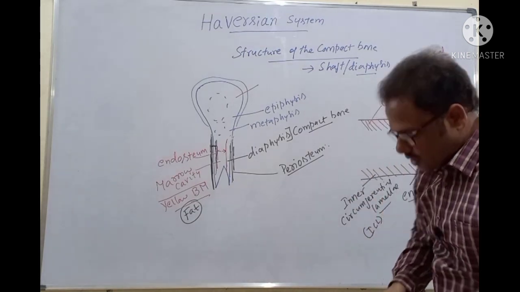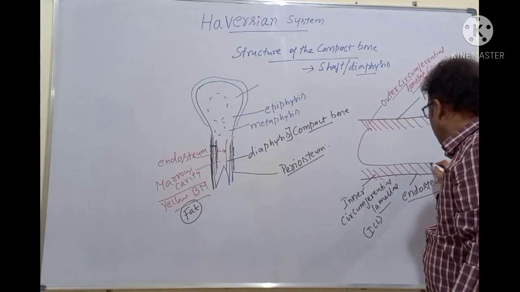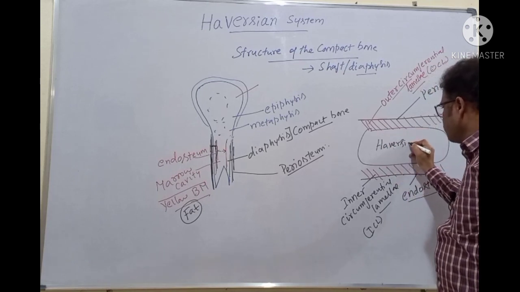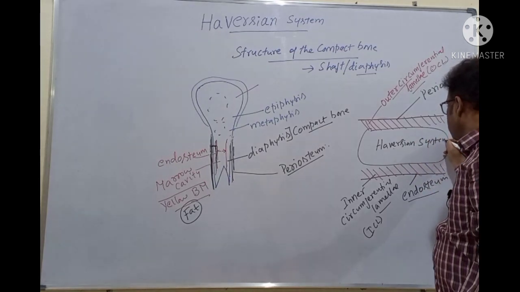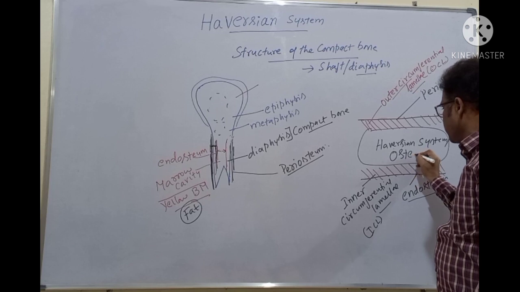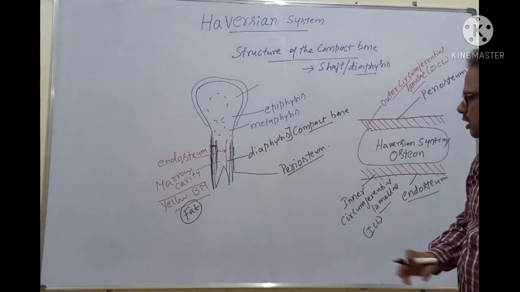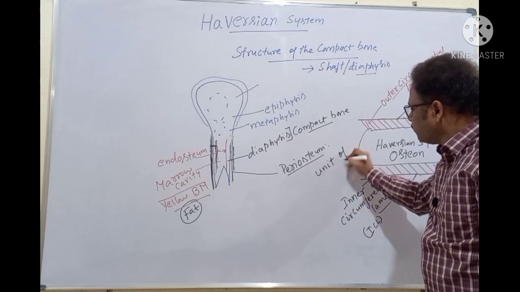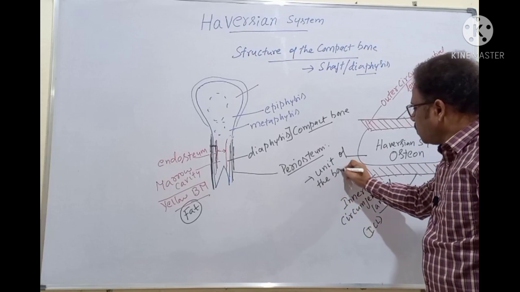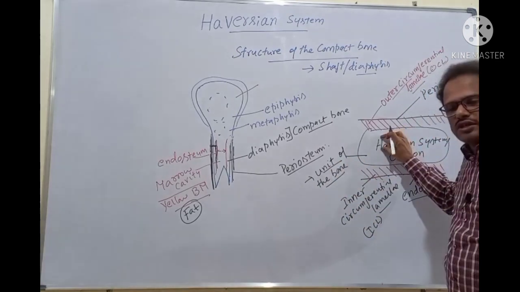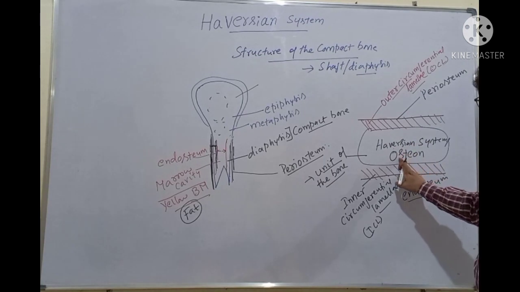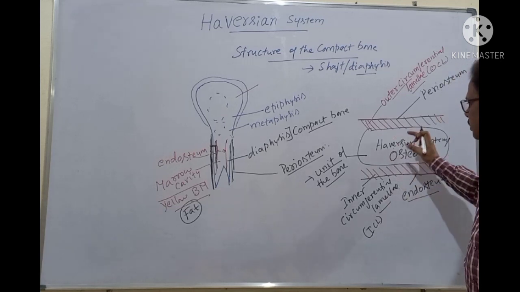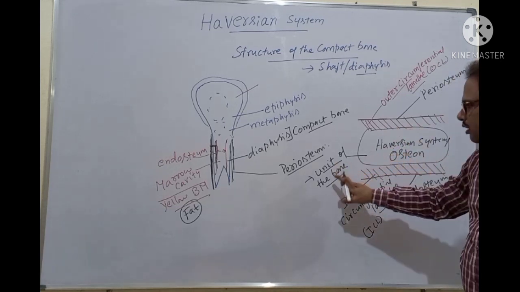Let's discuss now. So see here, this one corresponds to the Haversian system. This is where the Haversian system is present. The Haversian system is also called the osteon. This is the unit of the bone. So what is the unit of the bone? It's the Haversian system, also called the osteon. Just like the nephron is a unit of the kidney, isn't it? The same way here, the Haversian system, osteon, is a unit of the bone.